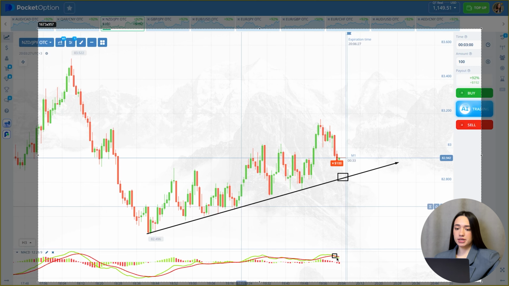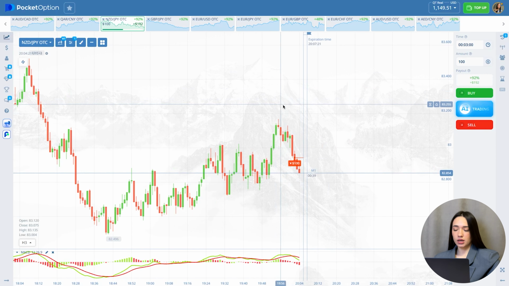And as we remember, MACD is not about the trend direction, but about signals. So here we see the MACD line crossing the signal line from top to bottom. Also the histogram volumes are crossing the 0 level, which is the midpoint, and this crossover is also happening from top to bottom. So that's why we're opening a sell position.